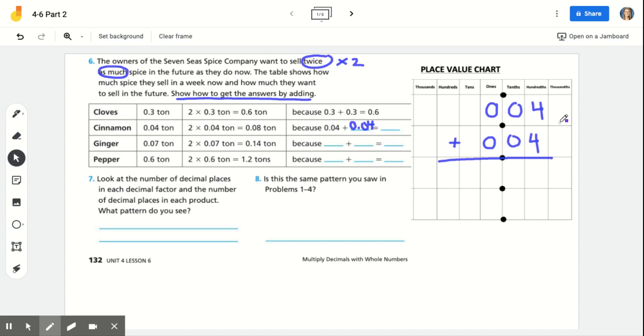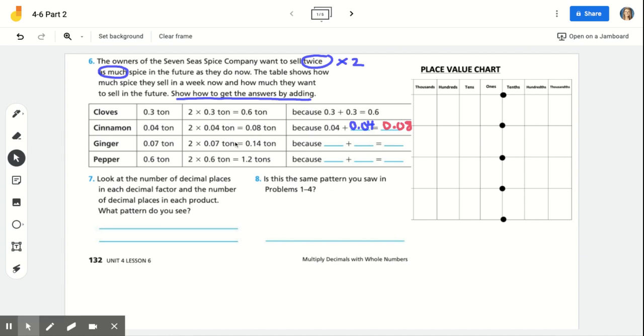Go ahead and add. What's 400ths plus 400ths? Hopefully easy peasy, 800ths. That should have taken you like 1 second to do. 400ths plus 400ths equals 800ths. And that's also what they got when they multiplied. I wonder what other way we could use or do to solve this. Be thinking about that. Okay, go ahead and erase your place value chart.